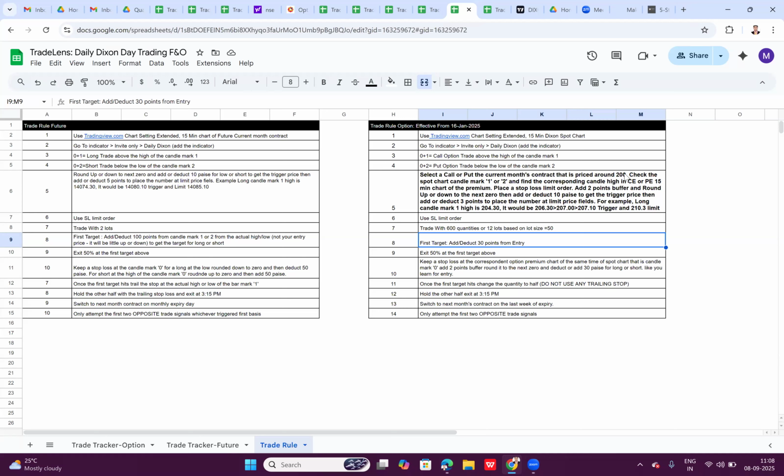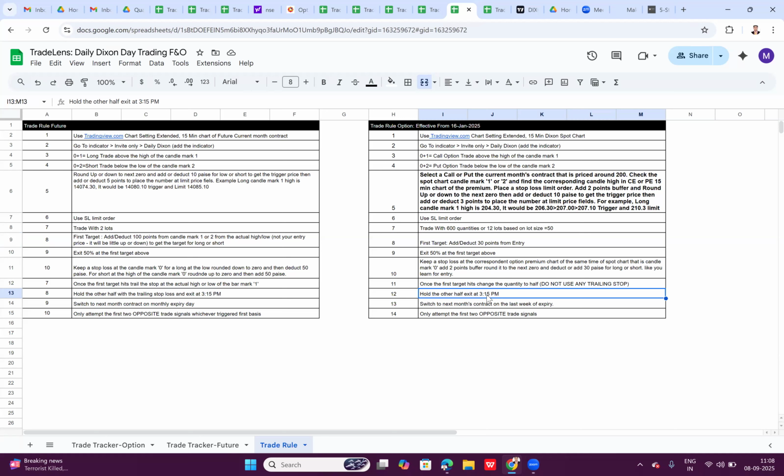So with approximately 600 quantity, you have to book the first 50% quantity at a target of 30 points. For example, with a capital of 1,20,000, half the quantity, meaning 300 quantity, needs to be booked at 30 points, meaning the first half quantity is booked at a profit of 9,000. The remaining half quantity we have to hold till 3:15. So the remaining 50% quantity we book at the time target, at the close of the 3 p.m. candle, meaning at 3:15.